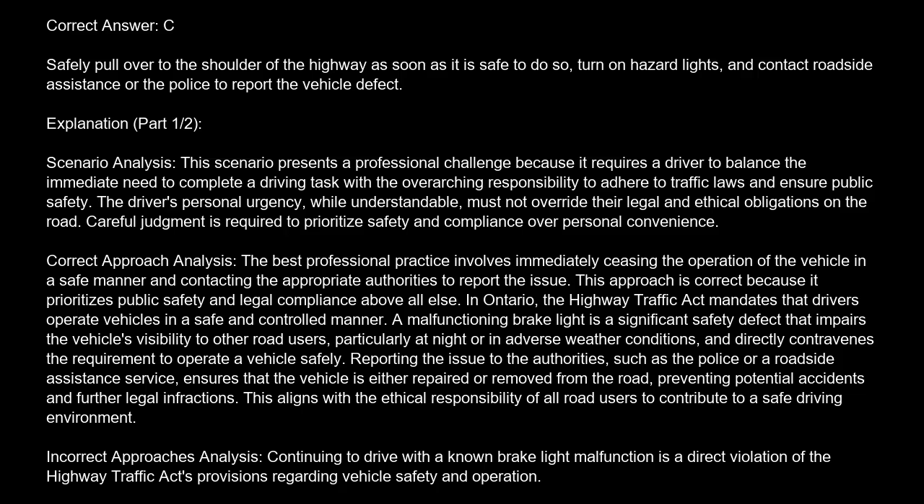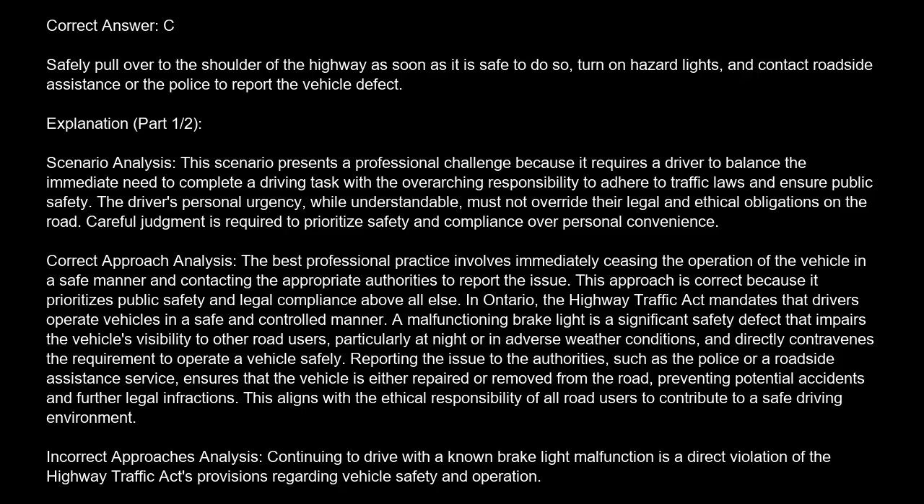Explanation. Scenario analysis. This scenario presents a professional challenge because it requires a driver to balance the immediate need to complete a driving task with the overarching responsibility to adhere to traffic laws and ensure public safety. The driver's personal urgency, while understandable, must not override their legal and ethical obligations on the road. Careful judgment is required to prioritize safety and compliance over personal convenience.